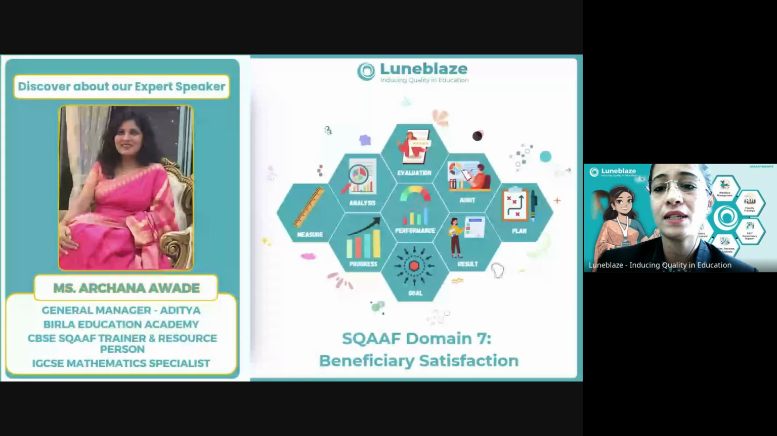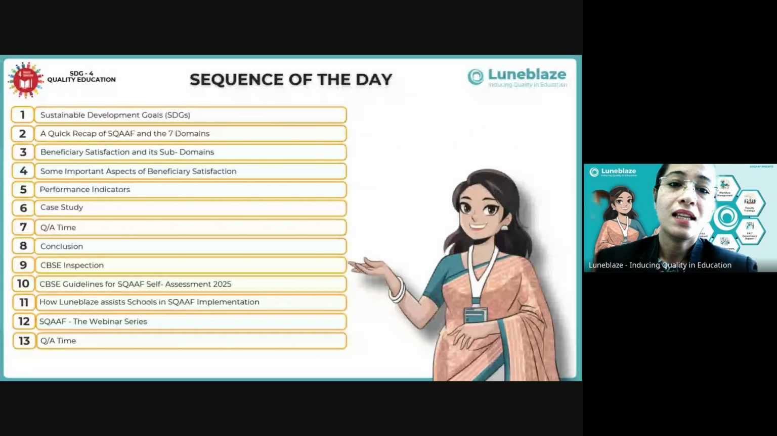And see what topics we have to cover today. So moving ahead, we'll first be discussing the Sustainable Development Goals and understand how they relate to the SQAAF. After that, there will be a short recap of SQAAF and its 7 important pillars, the 7 domains, just to refresh our understanding. Then we'll move on to the main focus of today's webinar, that is beneficiary satisfaction, the 7th domain of SQAAF. We'll look at some key points to understand this domain, followed by a discussion on the performance indicators. To help connect the ideas better, we'll also go through a real case study.